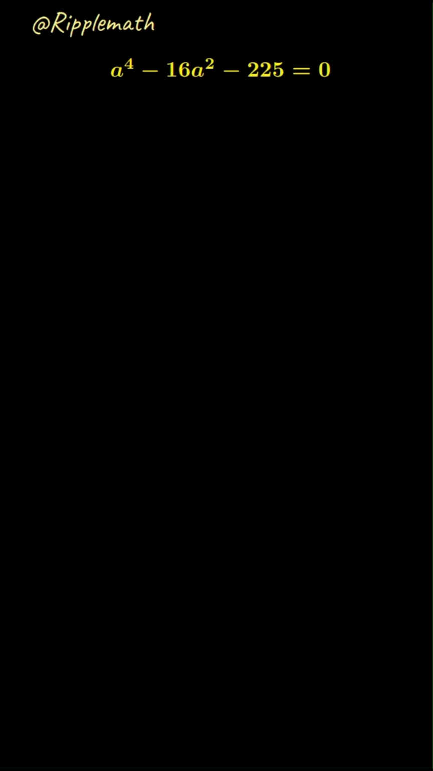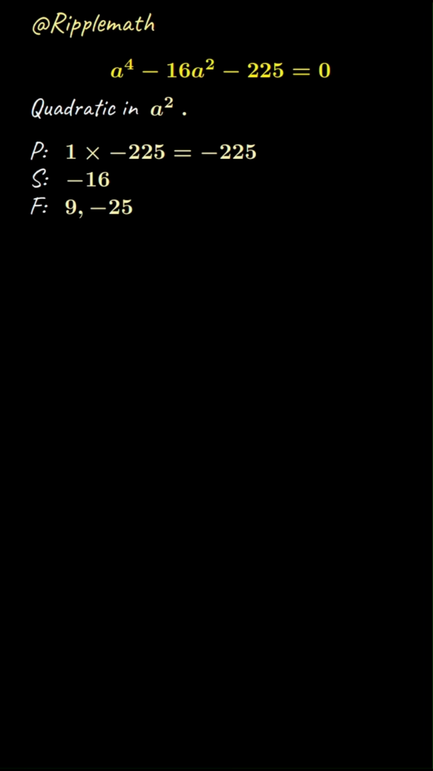Now we could go u equals a squared and then go on like that, but I prefer just to leave it as it is and use the PSF method to factorize, because this one's fairly easy. You might notice that 9 times 25 is 225, and 25 and 9 are 16 apart. So it sort of gives you a hint that it's going to be 9 and 25, the two numbers.